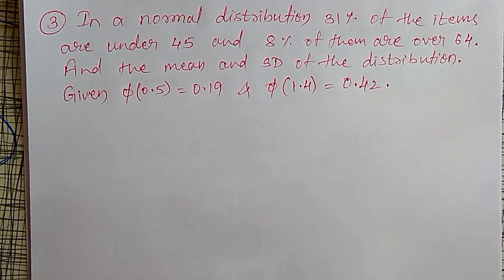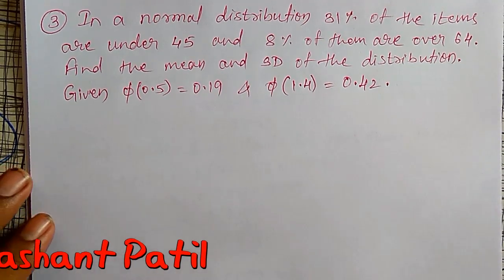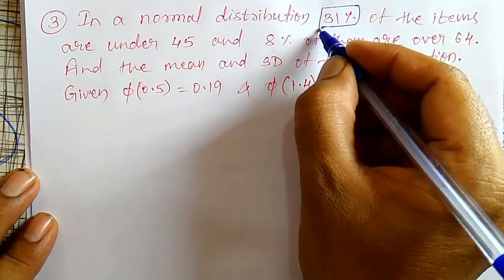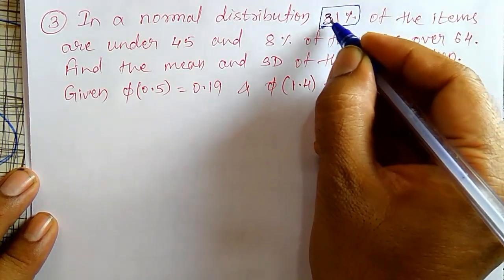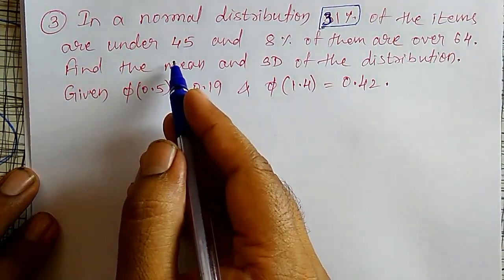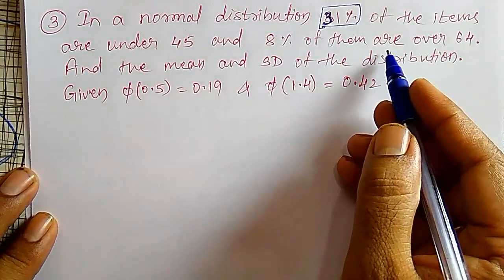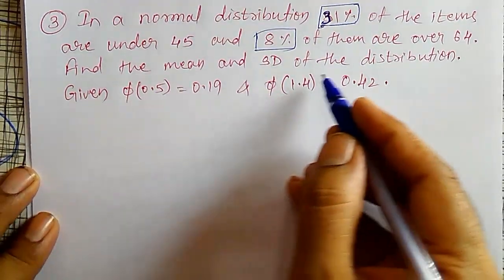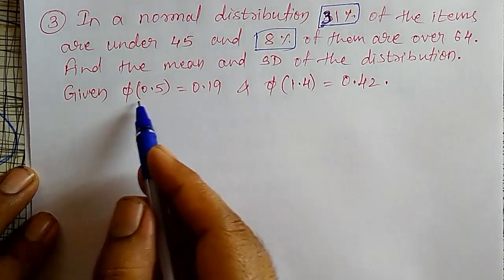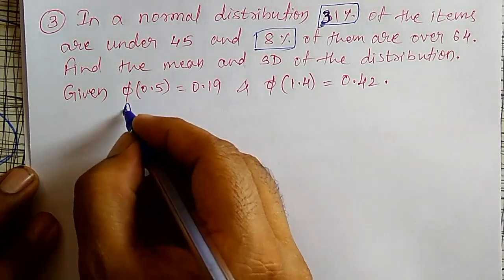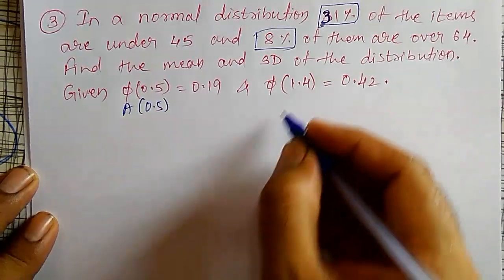Friends, in this video, I am going to solve a very important problem on the normal distribution. In a normal distribution, 31% of the items are under 45 and 8% of the items are over 64. Find the mean and standard deviation of the distribution, given that phi of 0.5 equals 0.19, or I will take it as A of 0.5. Both are one and the same.